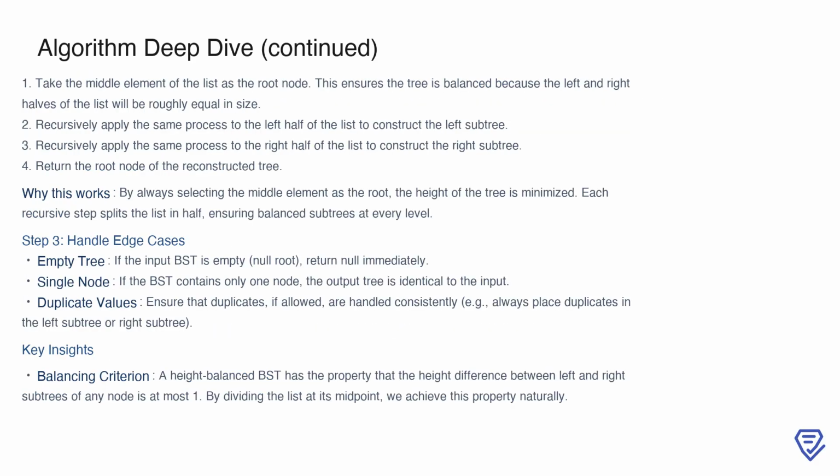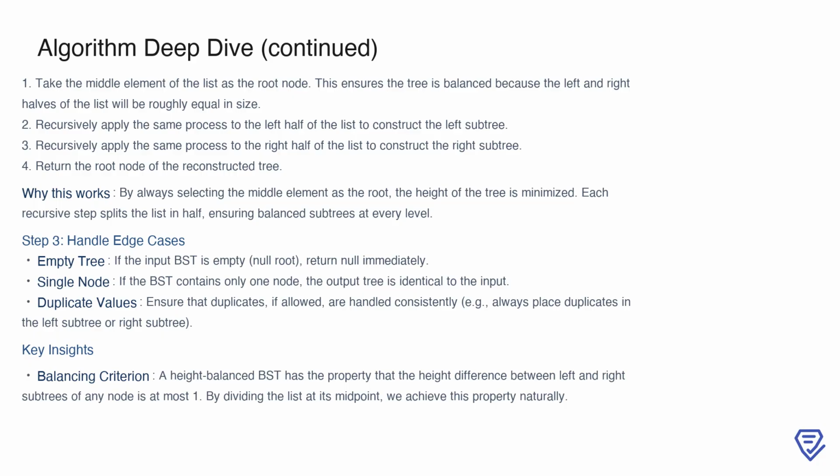After obtaining the sorted list, the next step is to reconstruct the tree in a way that ensures it is height balanced. To achieve this, we select the middle element of the list to serve as the root node. This choice guarantees that the left and right subtrees will be roughly equal in size, which is critical for balancing. We then recursively apply the same process to the left half of the list to construct the left subtree and to the right half of the list for the right subtree. Once these recursive calls are complete, we return the root node of the newly constructed tree.